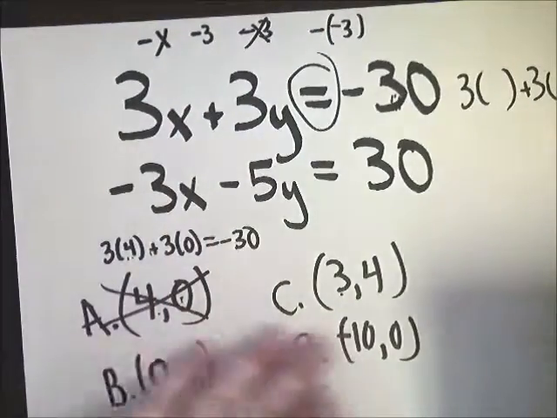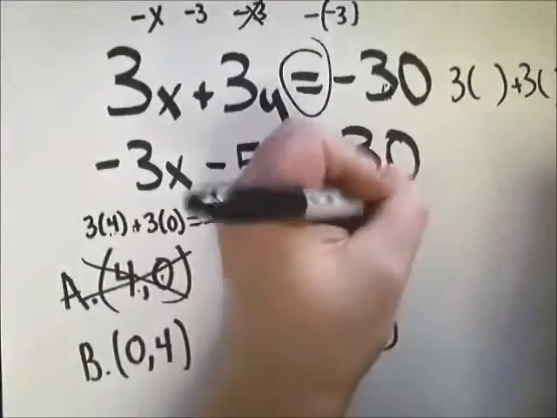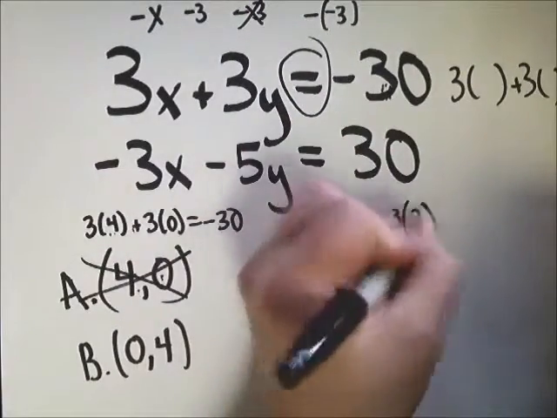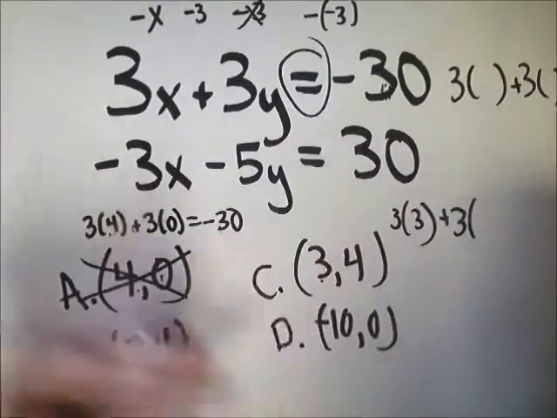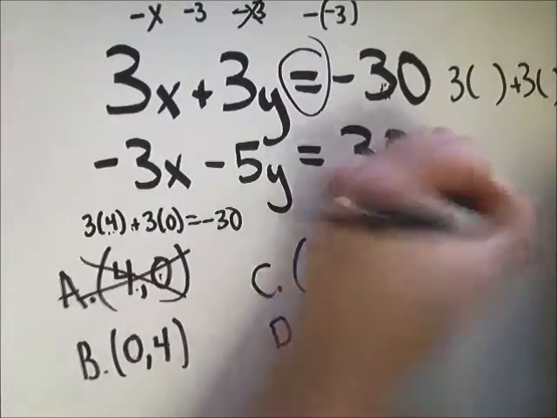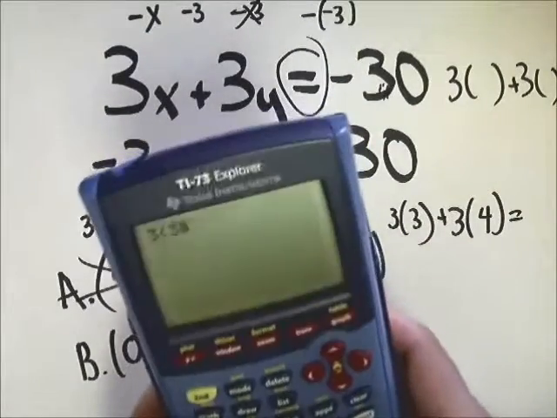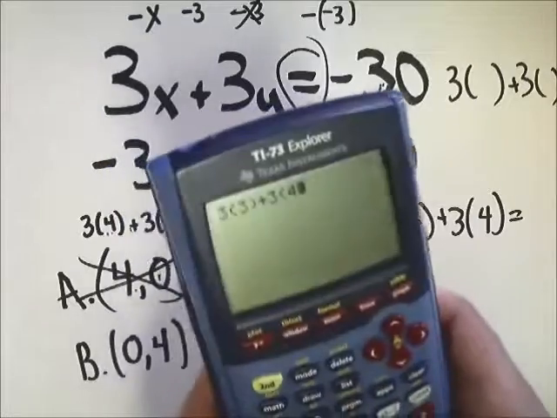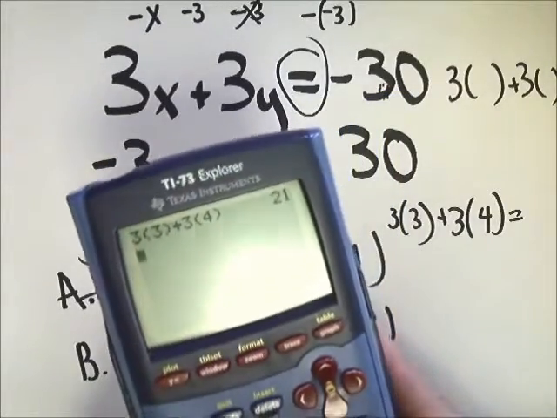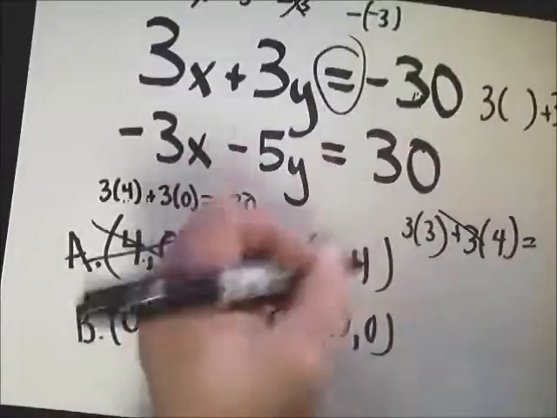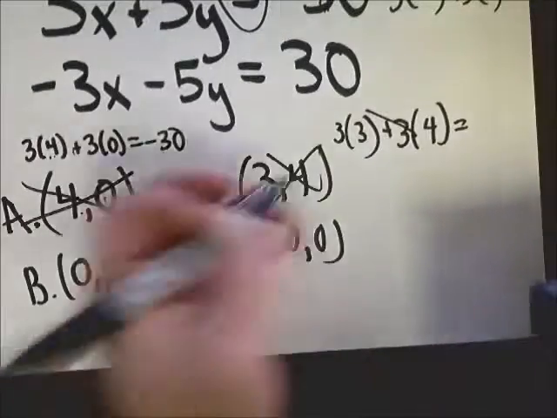Now, let's try this one. My x here is 3 and my y here is 4. So I would do 3 parentheses 3 plus 3 parentheses 4, and it gives me 21. That's not what it's supposed to give me, so this one is not the answer. I'm going to go to D because I'm right on top of it.